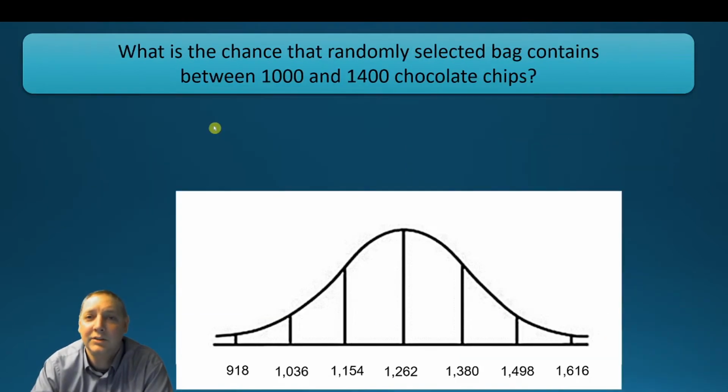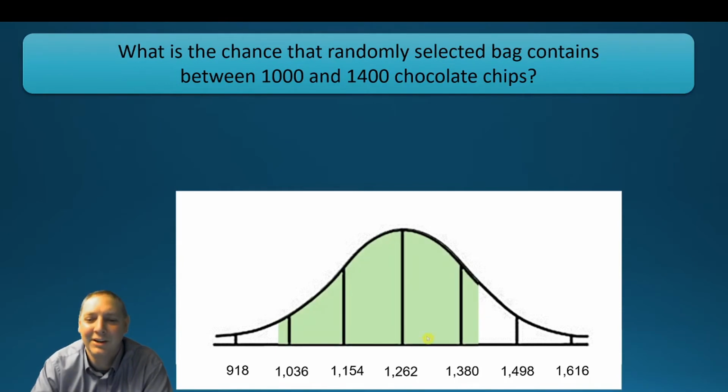Let's try some applications. What is the chance that a randomly selected bag contains between 1,000 and 1,400 chocolate chips? So we know it's normally distributed, so we have our curve. We have some places marked to give us an idea. So the first thing we would like to do is shade in the area so we can see what we're working with. So 1,000 chips would be somewhere down here, 1,400 chips would be somewhere over here, so we go ahead and shade that region in.